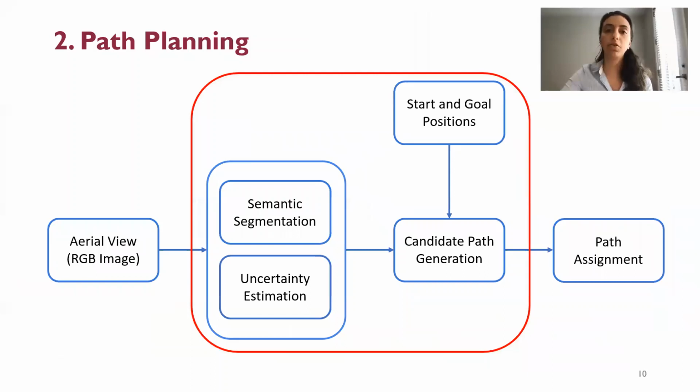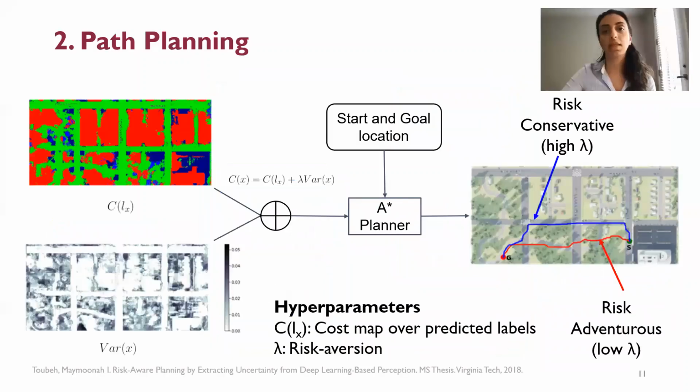The second part of our framework is the risk-aware path planning. Here we use the semantic segmentation along with the uncertainty map to generate candidate paths for different start and goal positions. The input to our path planner is the semantic segmentation combined with the uncertainty map. This produces a single cost map that accounts for different levels of uncertainty based on a weighting parameter that we call lambda. Different candidate paths are produced using the risk-aware cost function, and this tunes the tolerance of the uncertainty that we're willing to have.